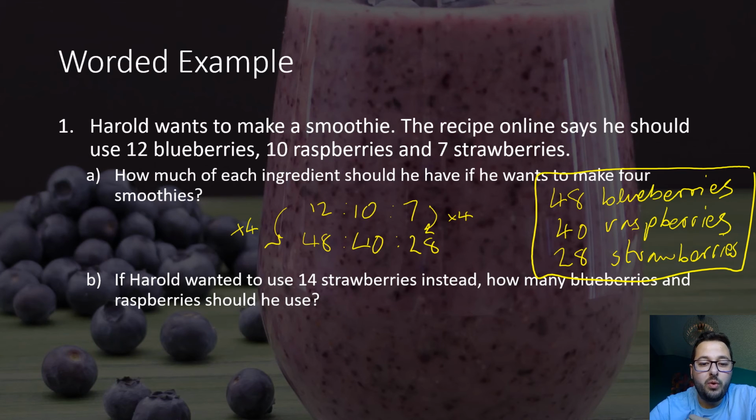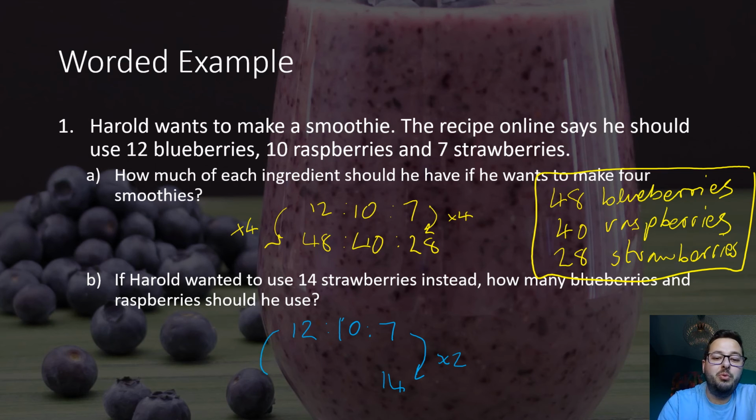If Harold wanted to use 14 strawberries instead, how many blueberries and raspberries should he use? Okay, so again, we go to our original ratio of 12 to 10 to 7. This time he's used 14 strawberries. Strawberries was the last one, and he wants 14. So how have we got from 7 to 14? Well, we've doubled it, so we need to double everything else. So 12 times 2 is 24, and 10 times 2 is 20. So how many blueberries and raspberries should he use?